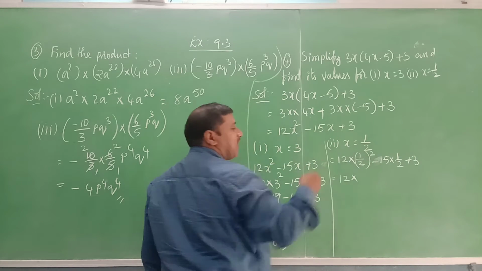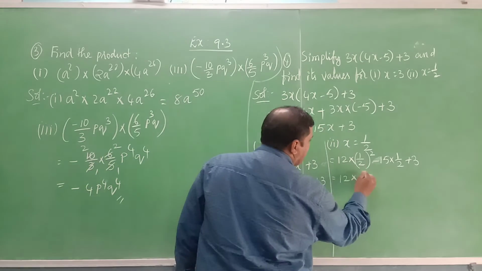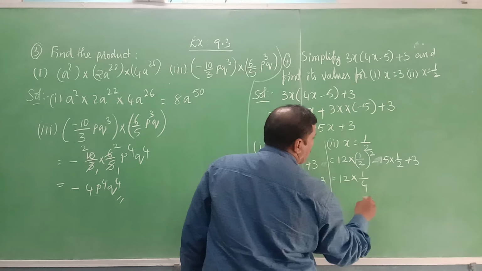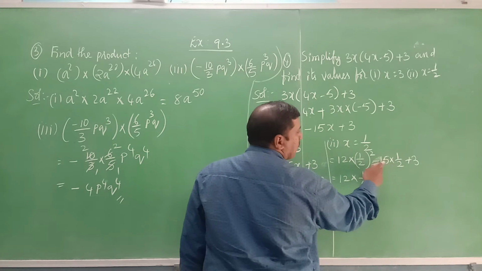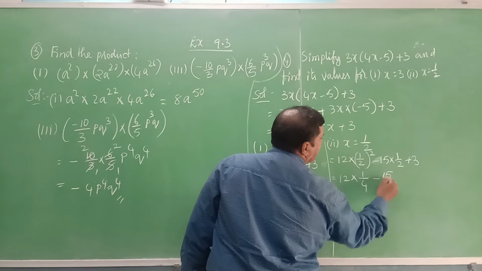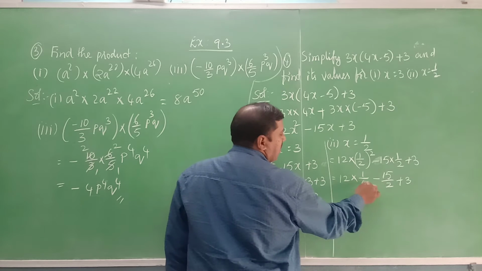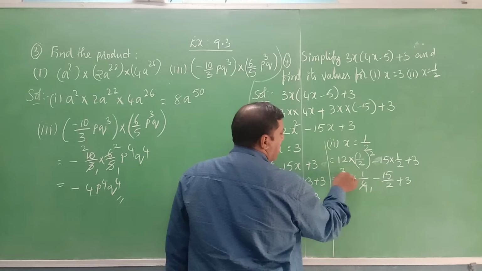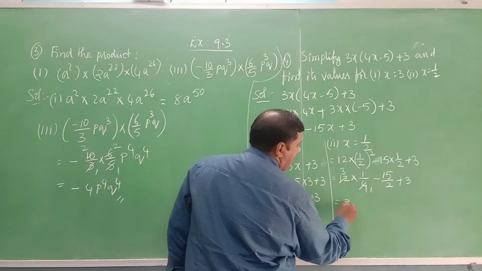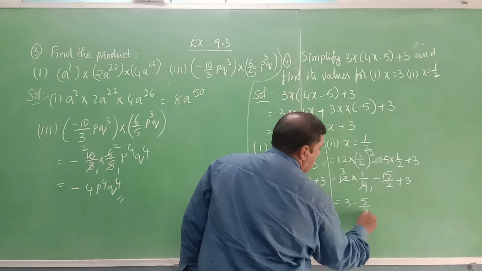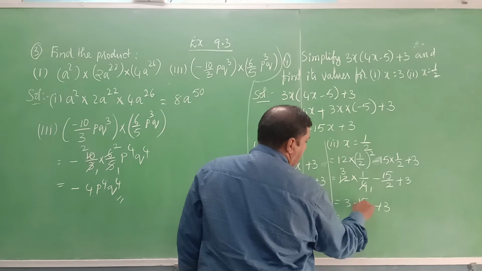12 into 1 by 2 whole square means 1 square divided by 2 square, that is 1 square is 1 and 2 square is 4. Minus into plus minus 15 into 1 by 2, 15 into 1, 15 by 2 plus 3. Now simplify. 4 1s are 4, 4 3s are 12. Now 3 into 1 is 3 minus 15 by 2 plus 3.